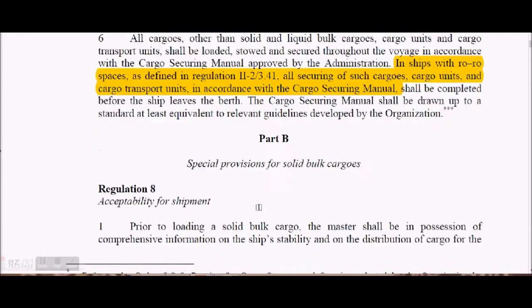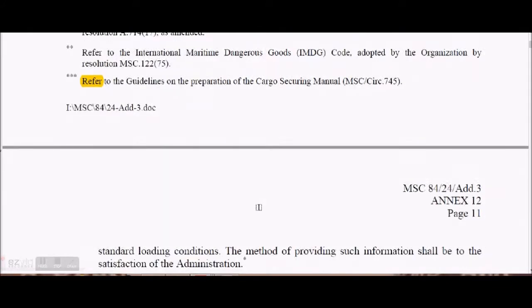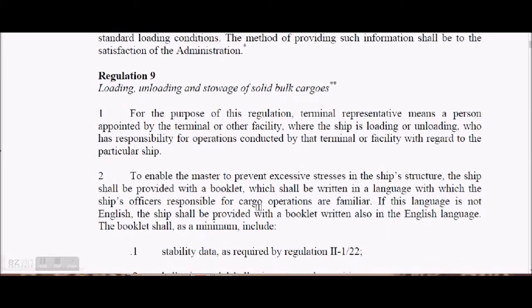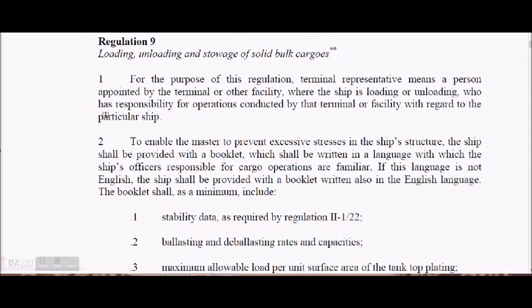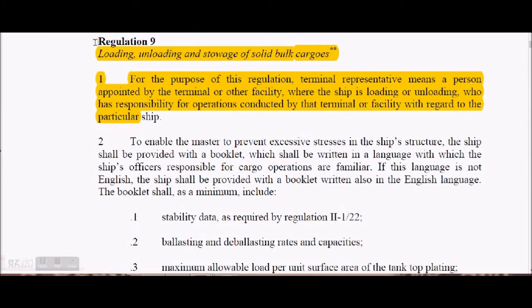Reference guides, loading and unloading of solid bulk. So this one is a little bit important. Regulation number 9, what is regulation number 9? It is saying the loading, unloading and storage of solid bulk cargoes. For the purpose of this regulation, the terminal representative means a person appointed by the terminal or other facility where the ship is loaded or unloaded, who has responsibility for the operations conducted by the terminal or facility with regard to the particular ship, to enable the master to prevent excessive stress in the ship structure.